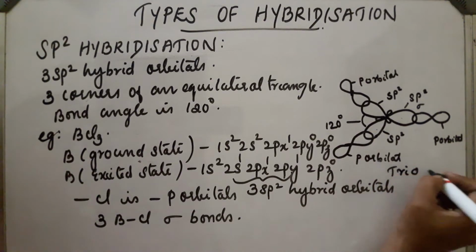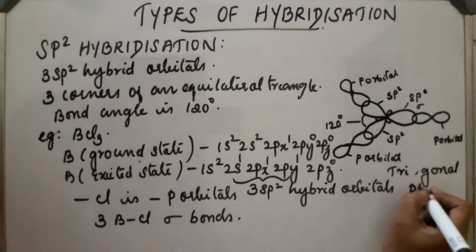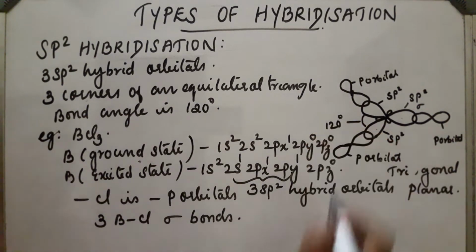The structure is trigonal planar and the bond angle is 120 degrees. So this will be the structure of BCl3.